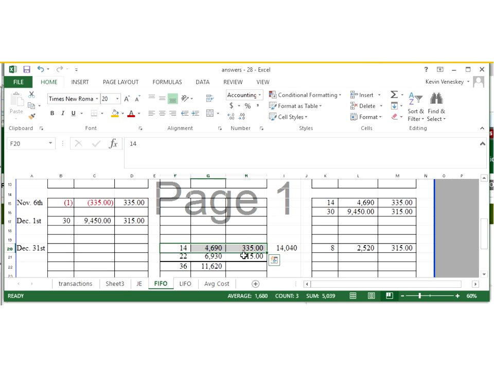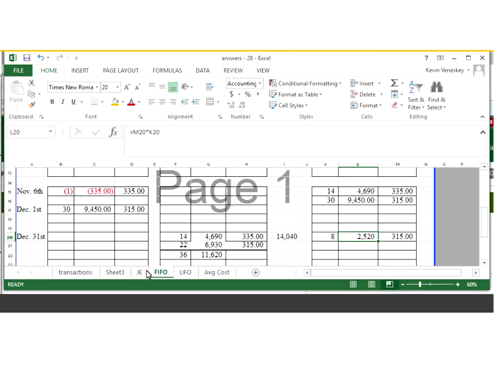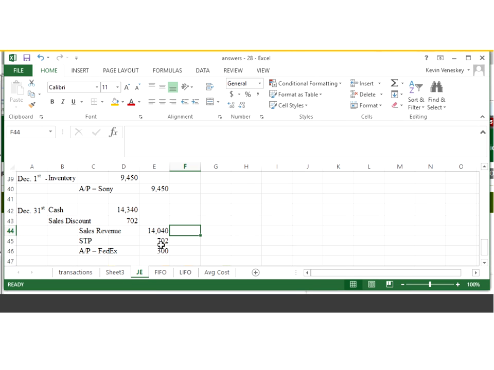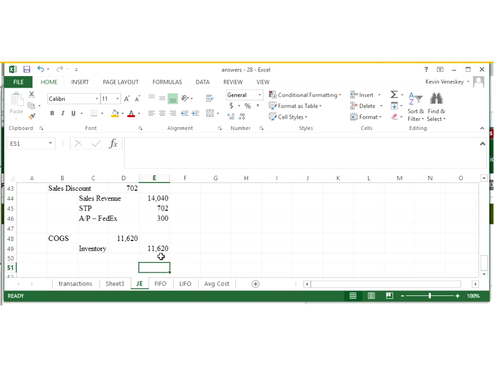14 items at $335, so all of the cost gets carried over here, $4,690. 22 items at $315 a piece. Do the multiplication. I have a total cost of goods sold of $11,620, leaving me with ending inventory because I sold 22 of these. So if I sold 22, I'm down to 8 at $315 a piece. That gives me a total of $2,520. Let's look at the final journal entry to show my cost of goods sold at $11,620.